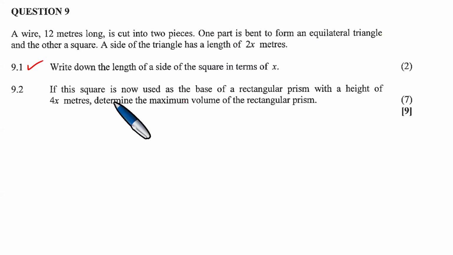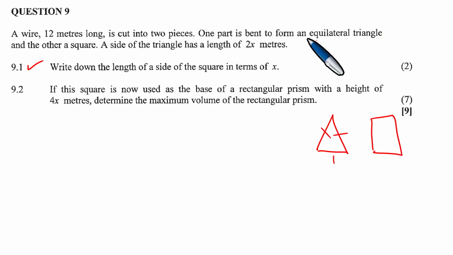Let's get started. Here's a wire, and this wire is cut into two pieces. One piece is bent to form an equilateral triangle, which has specific properties: all sides are equal in length. And the other is a square, with all adjacent sides equal in length as well. A side of the triangle has length 2x, in other words we put 2x, 2x, 2x here. Write down the length of the side of the square in terms of x.